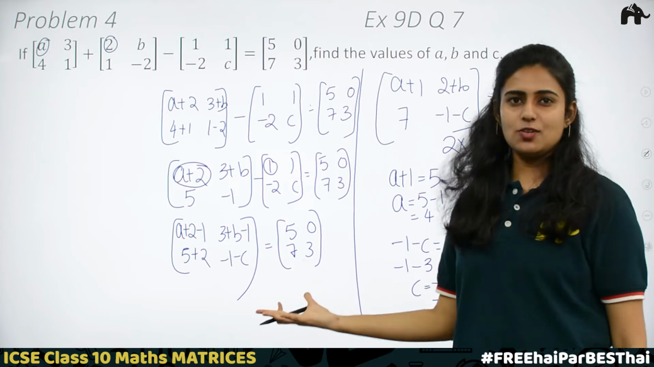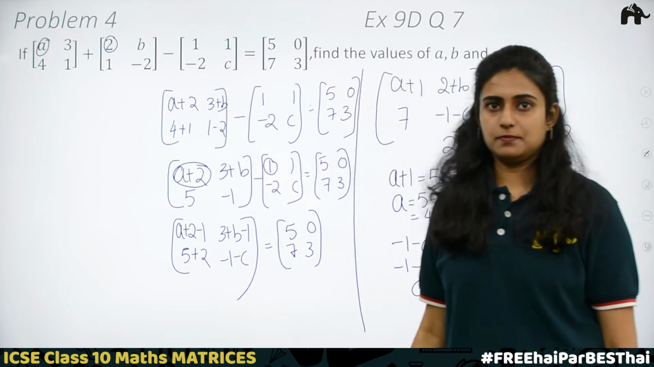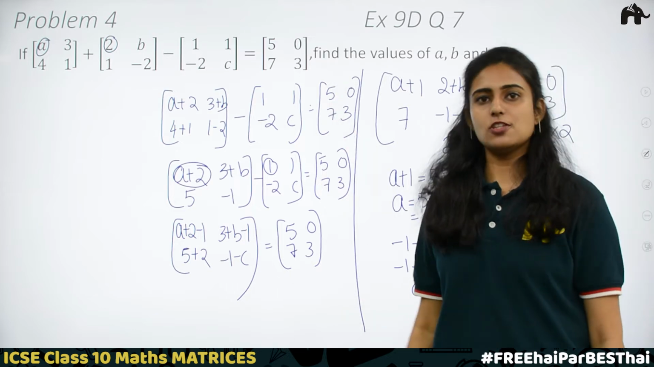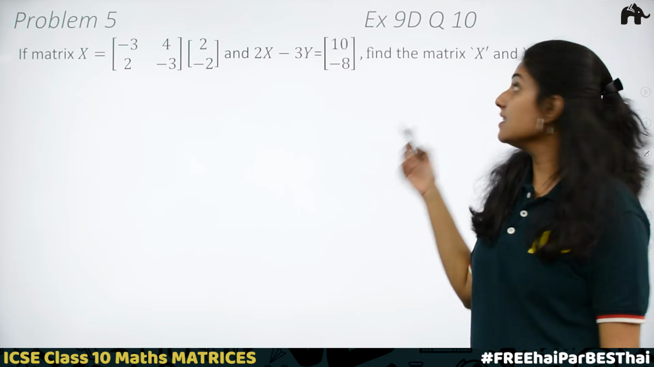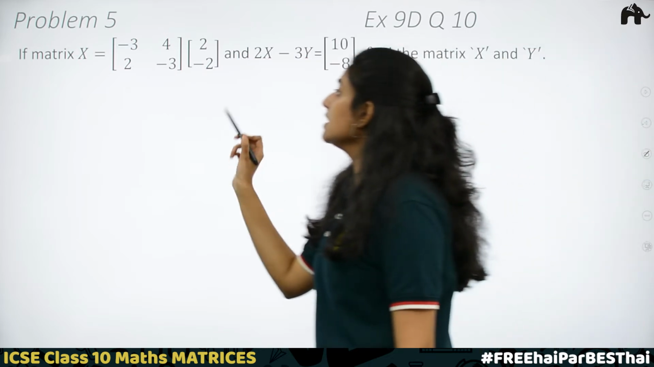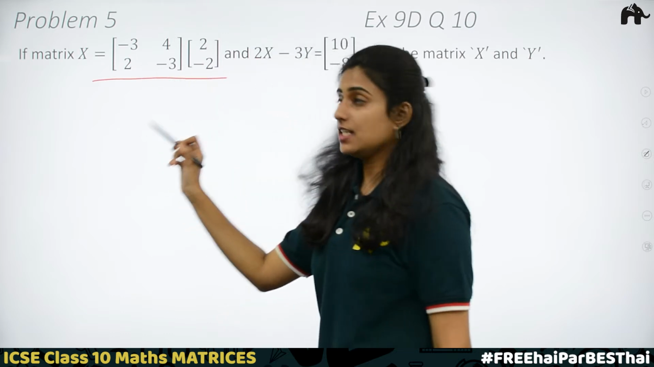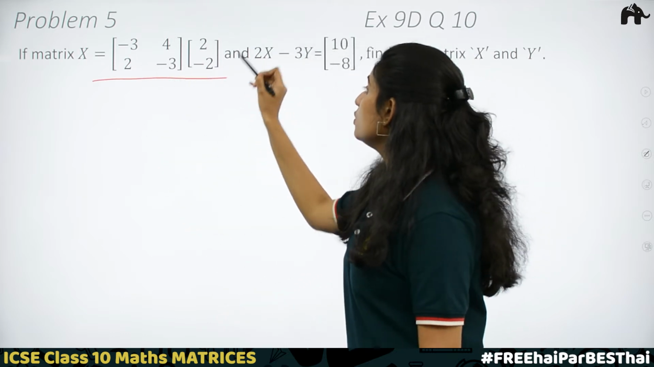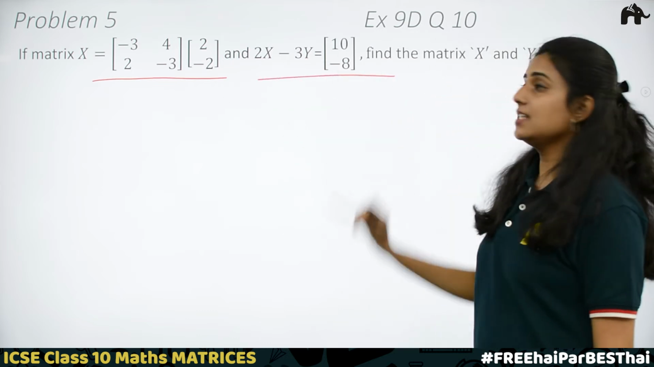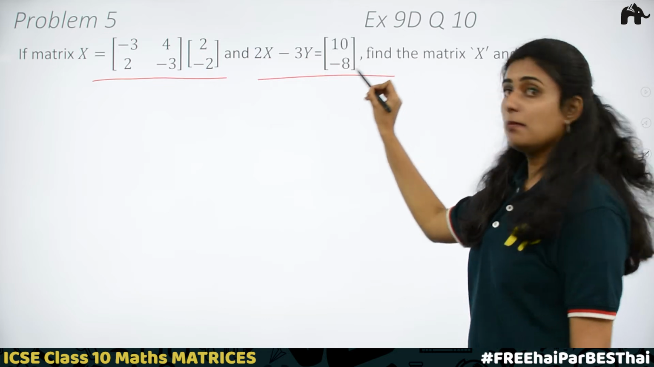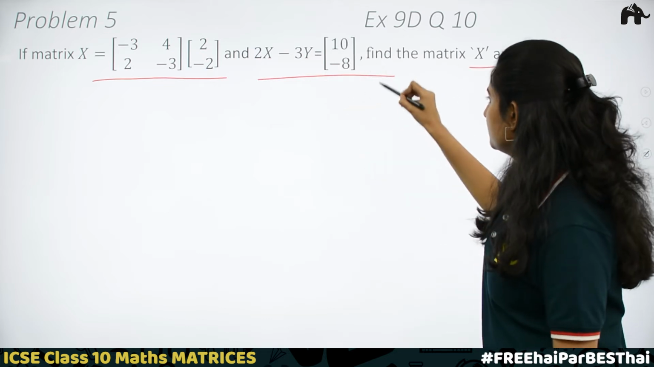This is a very easy question. Just we have to add and subtract the elements and then equate to get the values of A, B and C. Next, problem 5, question 10 of exercise 9D. If matrix X is equal to minus 3, 4, 2, minus 3 into matrix 2, minus 2 and 2x minus 3y is equal to 10, minus 8, find the matrix X and Y.